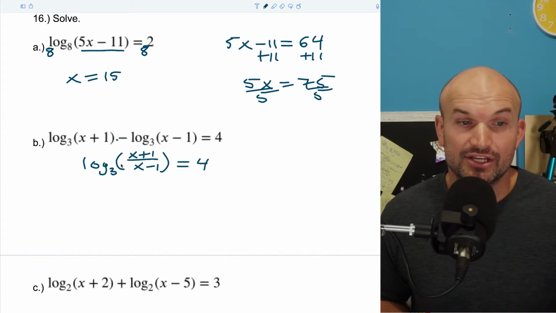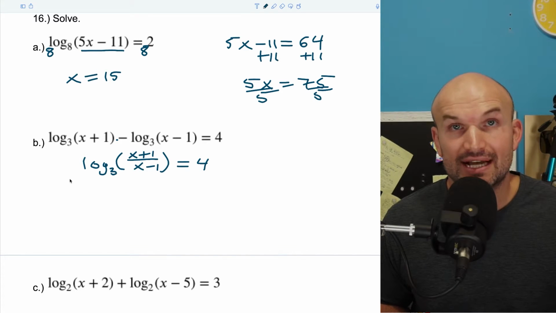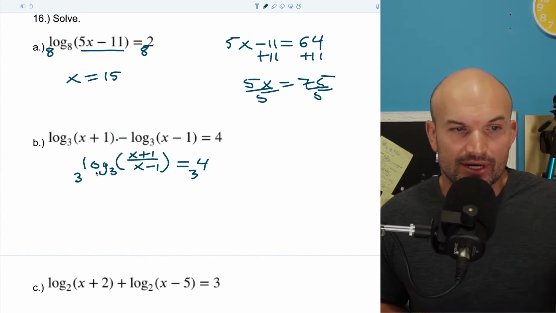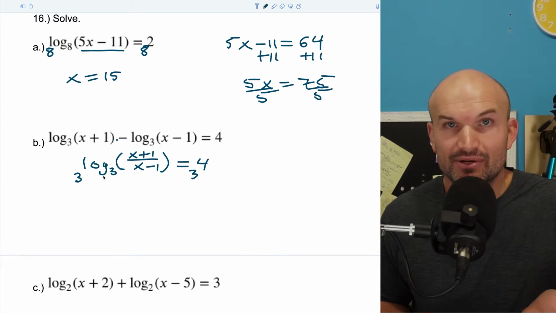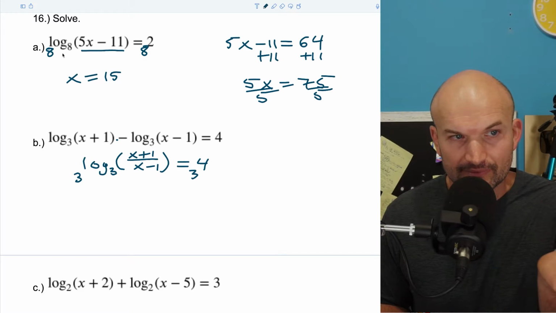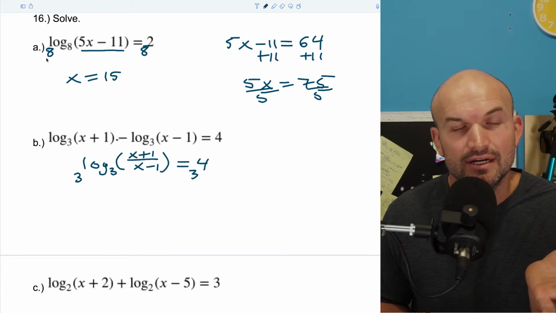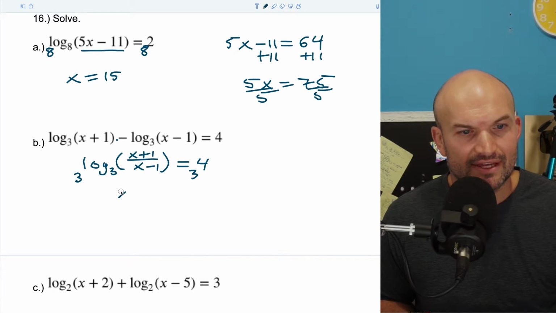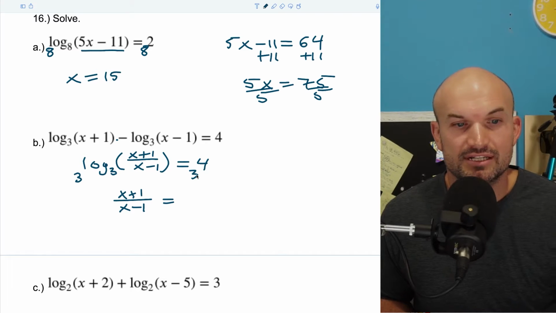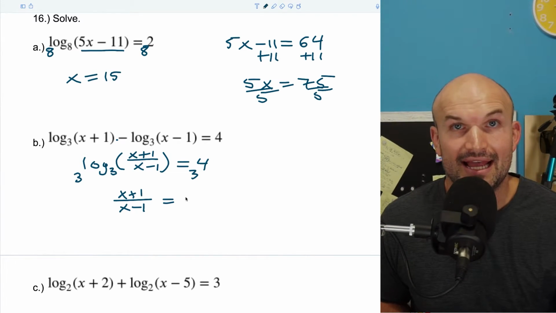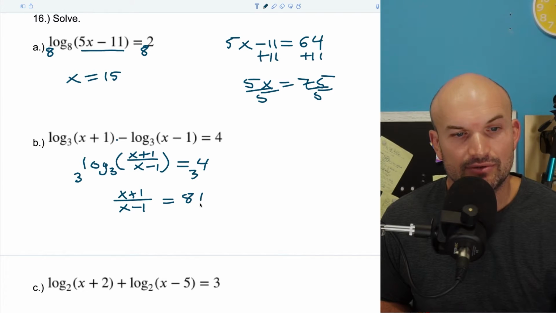Now you can see I can exponentiate on both sides to get rid of my logarithm. Therefore, I'll raise it to the base 3. The reason I want to choose base 3 is because that's going to get rid of that logarithm, since the logarithm has a base of 3. Hence why I did the logarithm over here with base 8. And so now I'll just have (x plus 1) divided by (x minus 1) equal to 3 raised to the 4th power. If you remember, that was 81, so that's going to be equal to 81.